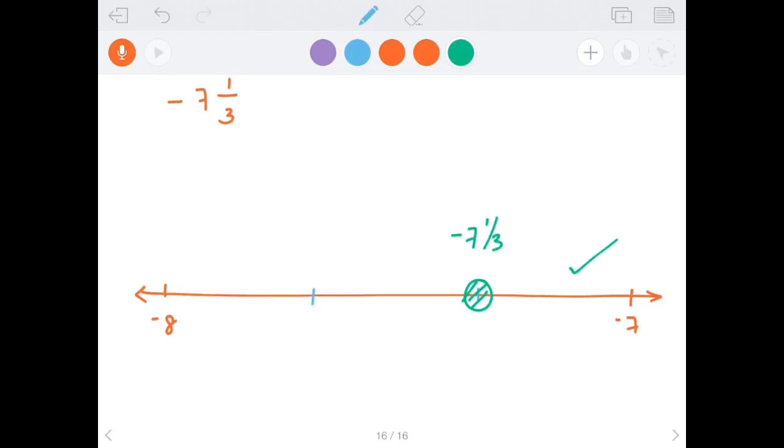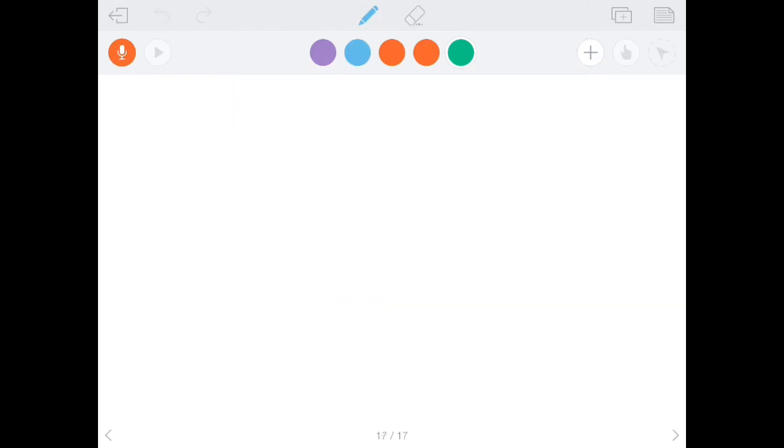And always remember to count from the side of 0, which is from the -7 end. Now that we've been able to represent -7 1 by 3 on a number line, this should give you a little bit of confidence on how to represent any form of number on a number line, I beg your pardon. And I think with this, we'll just summarize what we have done so far.